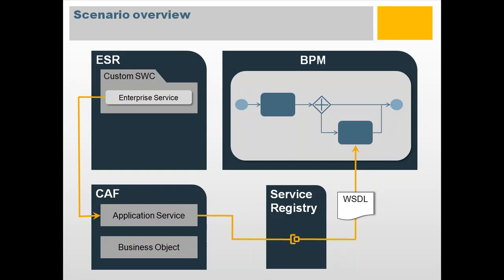First, we created our own enterprise service in the enterprise services repository. We imported it in CAF, and we created a service provider as an application service. Then we published this application service as a web service, and then this web service was consumed in our own custom SAP Netweaver BPM process.